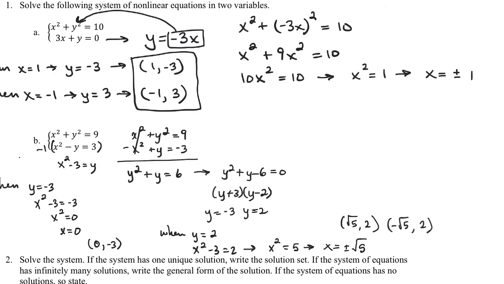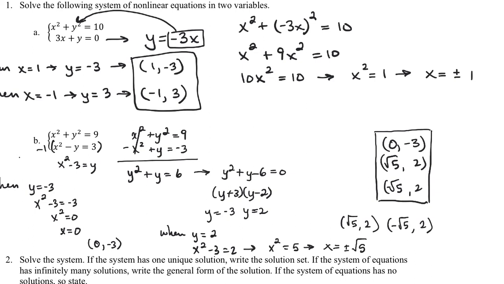So there's three solutions to this system of equations. We have 0 comma negative 3, and then we have these two. So all of the solutions, I'm just going to keep track of them here. We have 0 comma negative 3, square root of 5 comma 2, and negative square root of 5 comma 2.